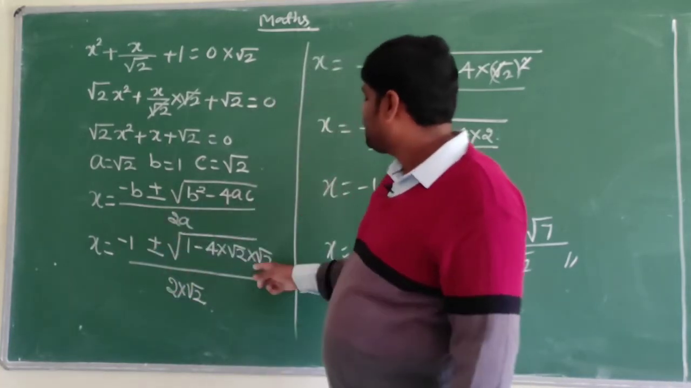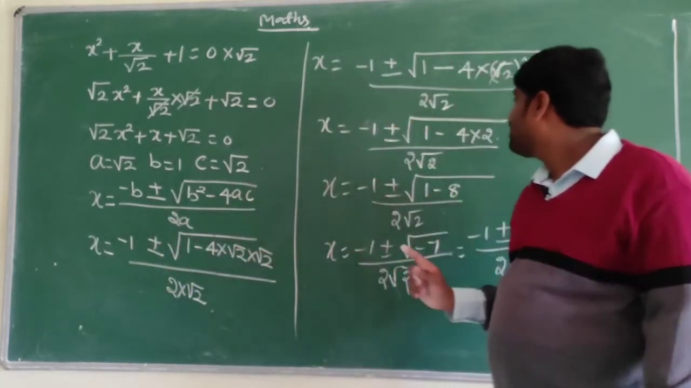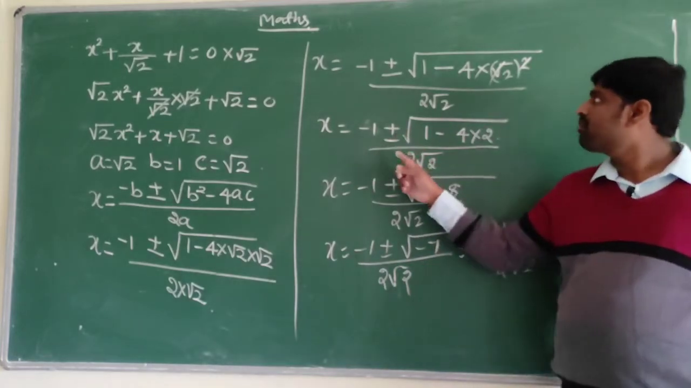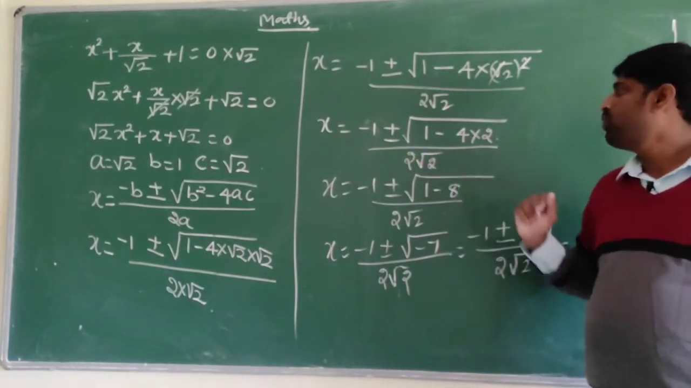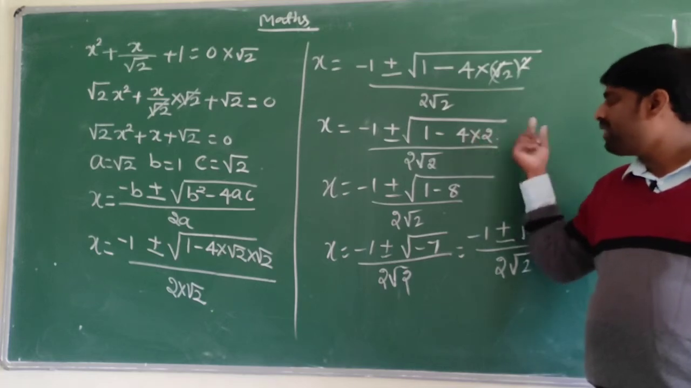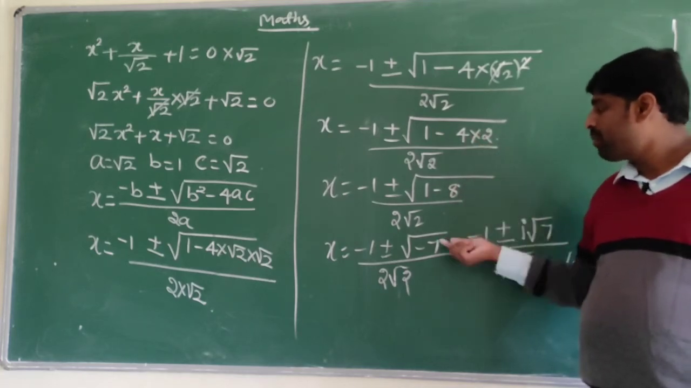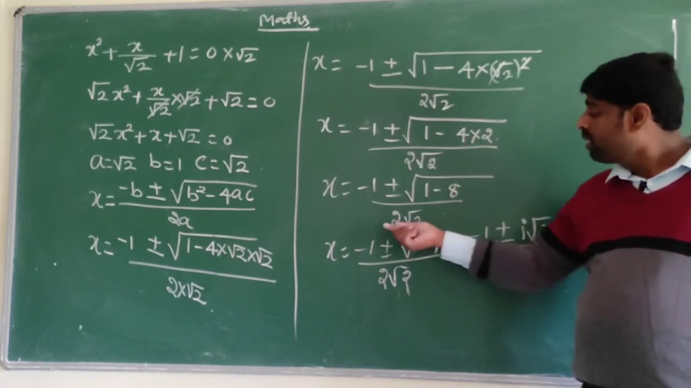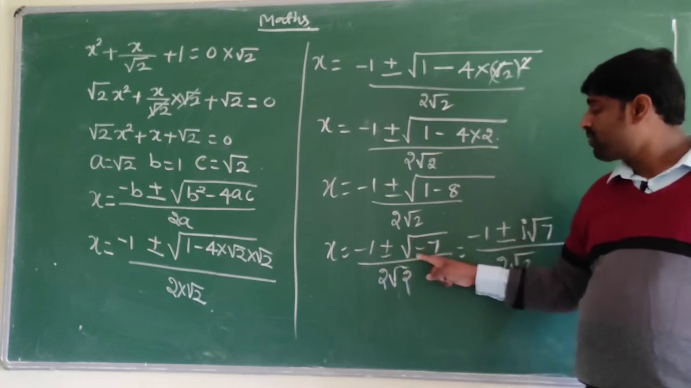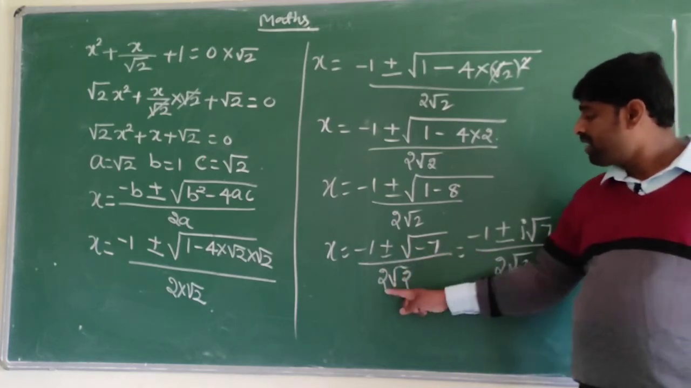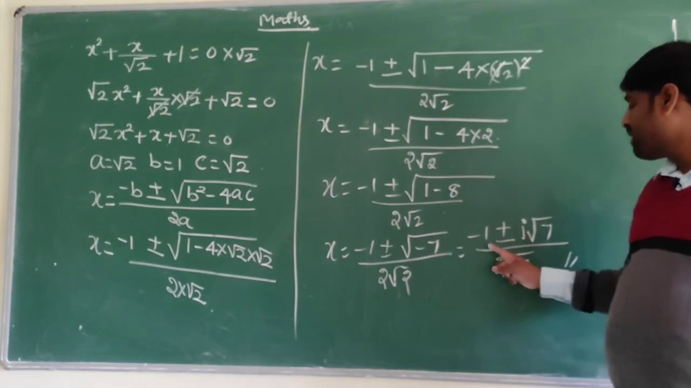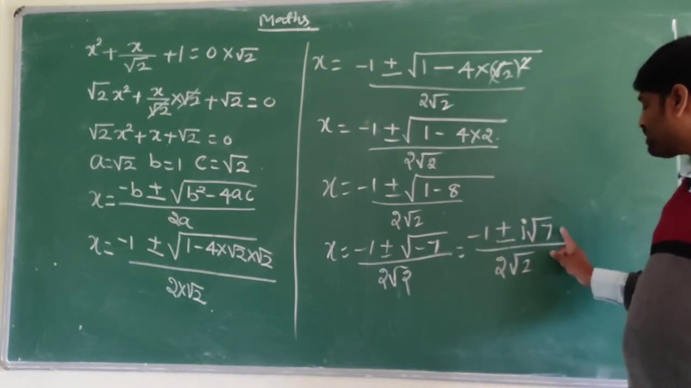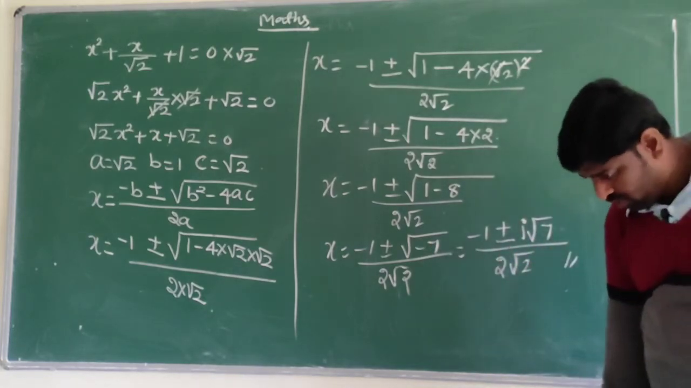On simplifying, you will get minus 1 plus or minus square root of 1 minus 4 into 2 divided by 2 root 2. 4 2s are 8, 1 minus 8 is minus 7. Minus 1 plus or minus square root of minus 7 divided by 2 root 2. Square root of minus 7 is i root 7, so minus 1 plus or minus i root 7 divided by 2 root 2.